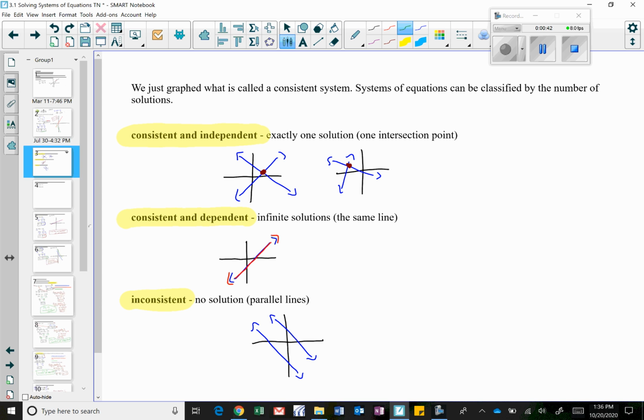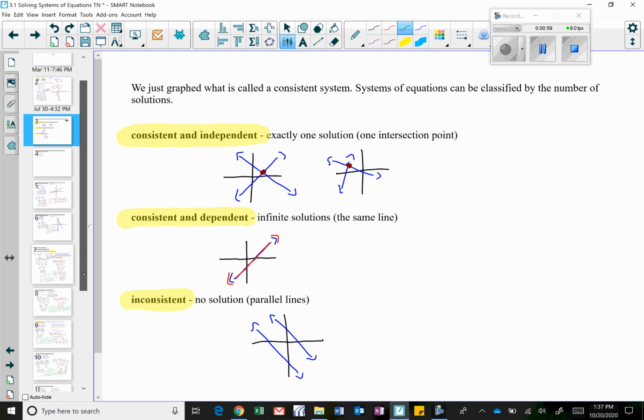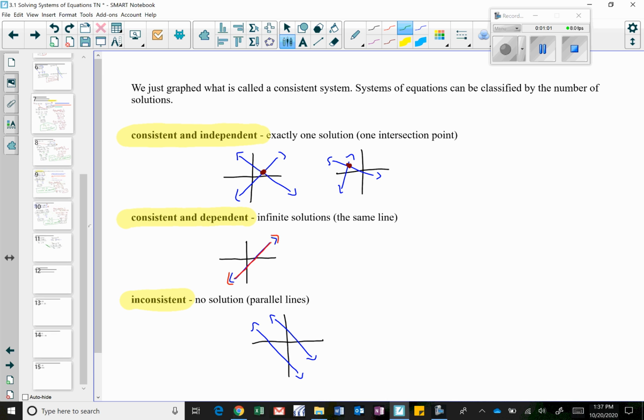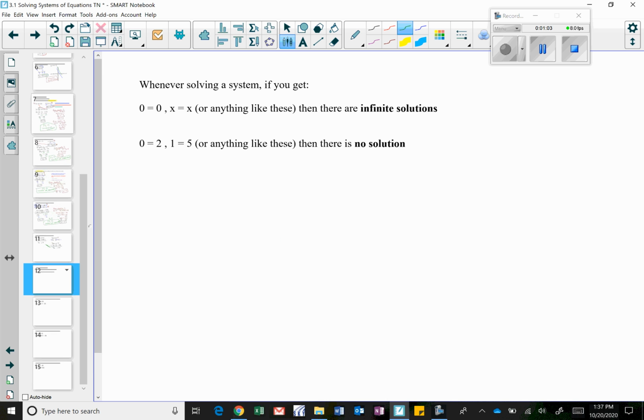Now we really only saw, when we were doing either the substitution or the elimination methods, systems that were both consistent and independent. We did not have any examples that were consistent and dependent or inconsistent. Right? And so now I'm going to finish a few final thoughts on what if we were solving equations, or excuse me, systems, where the solutions were either consistent and dependent or maybe even inconsistent.